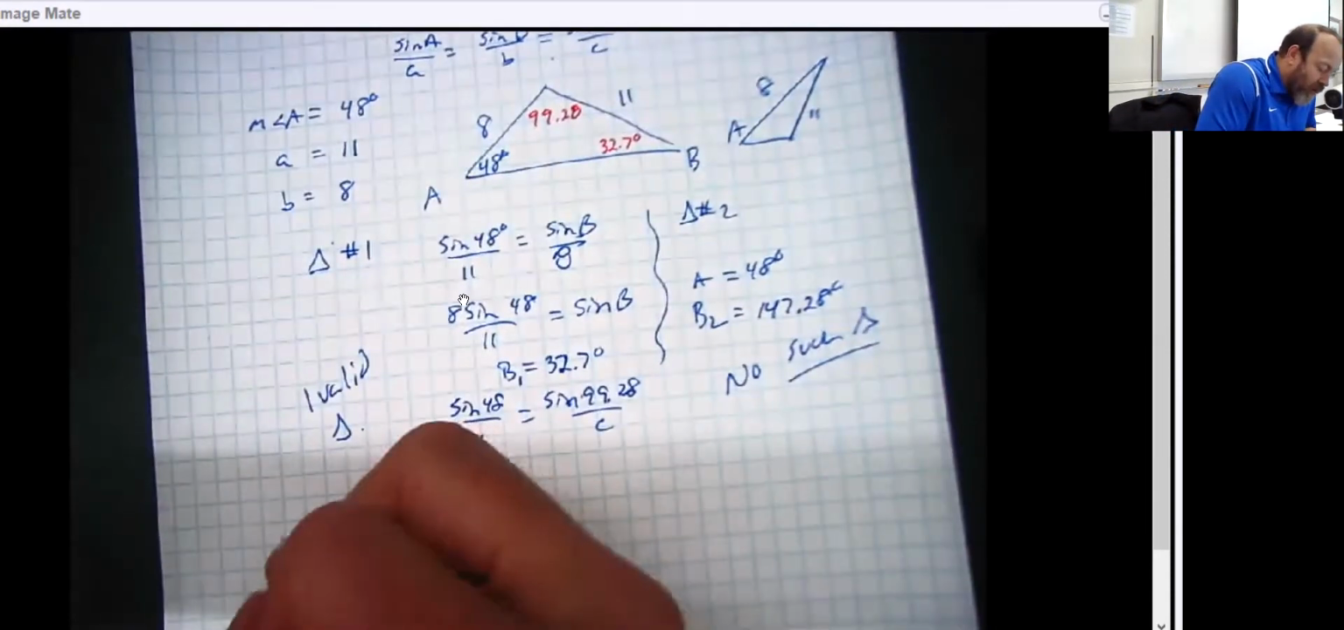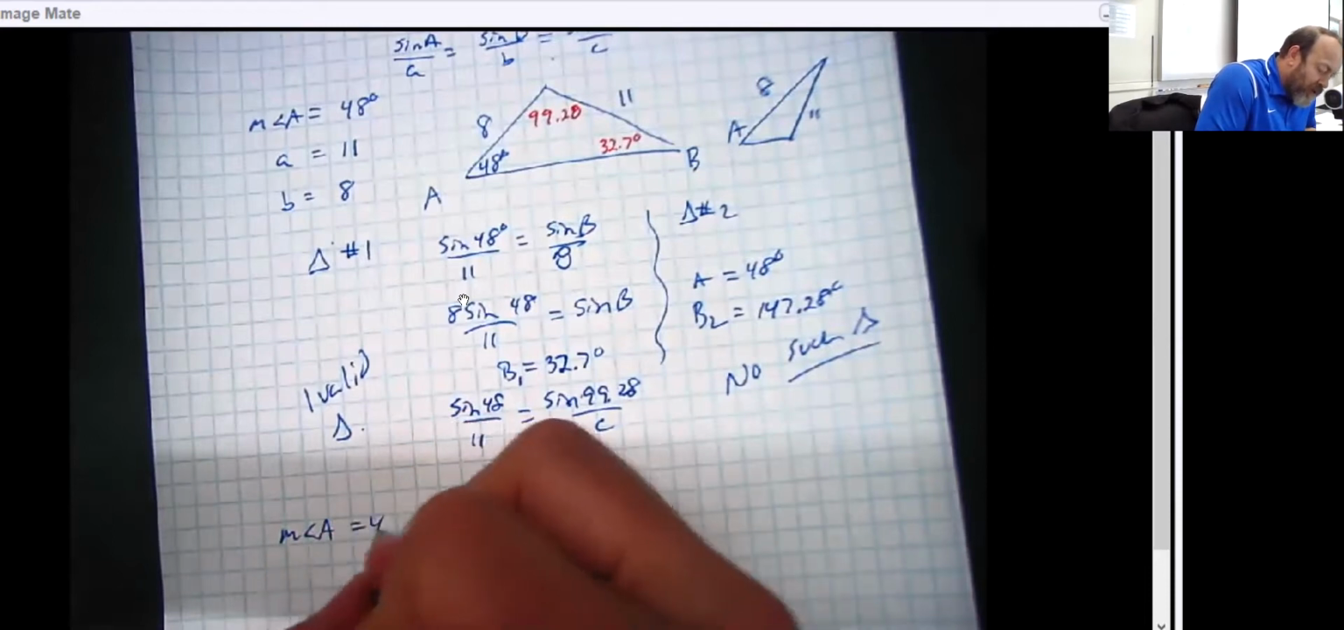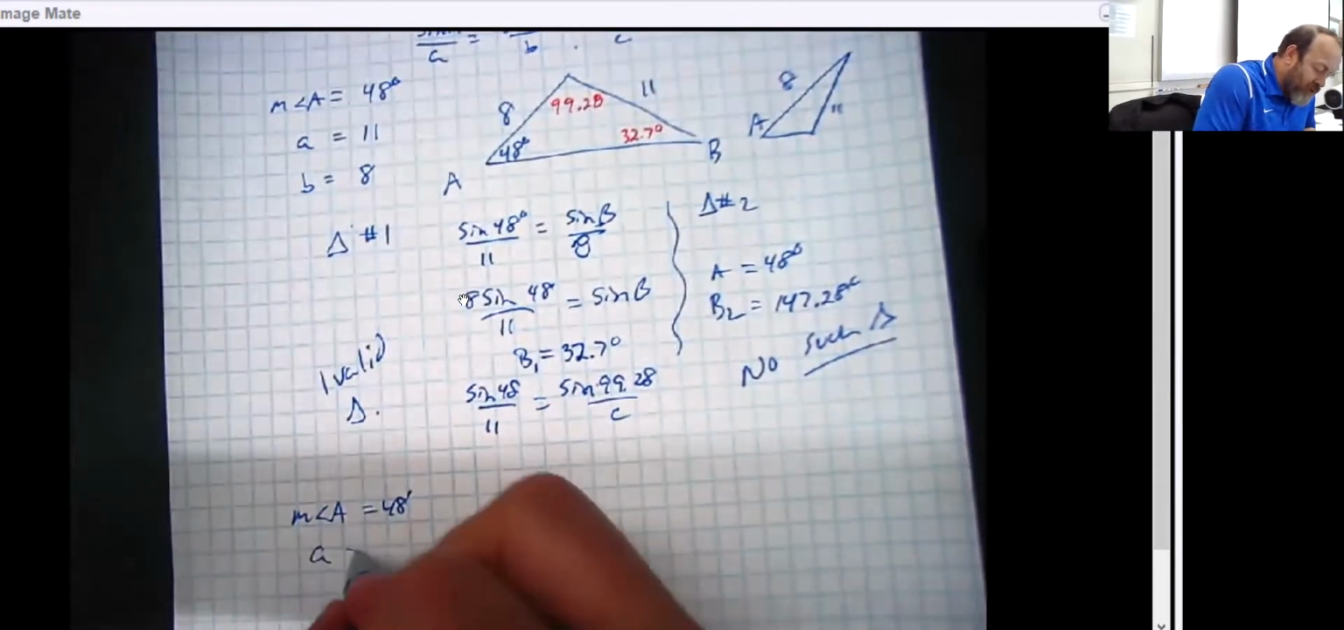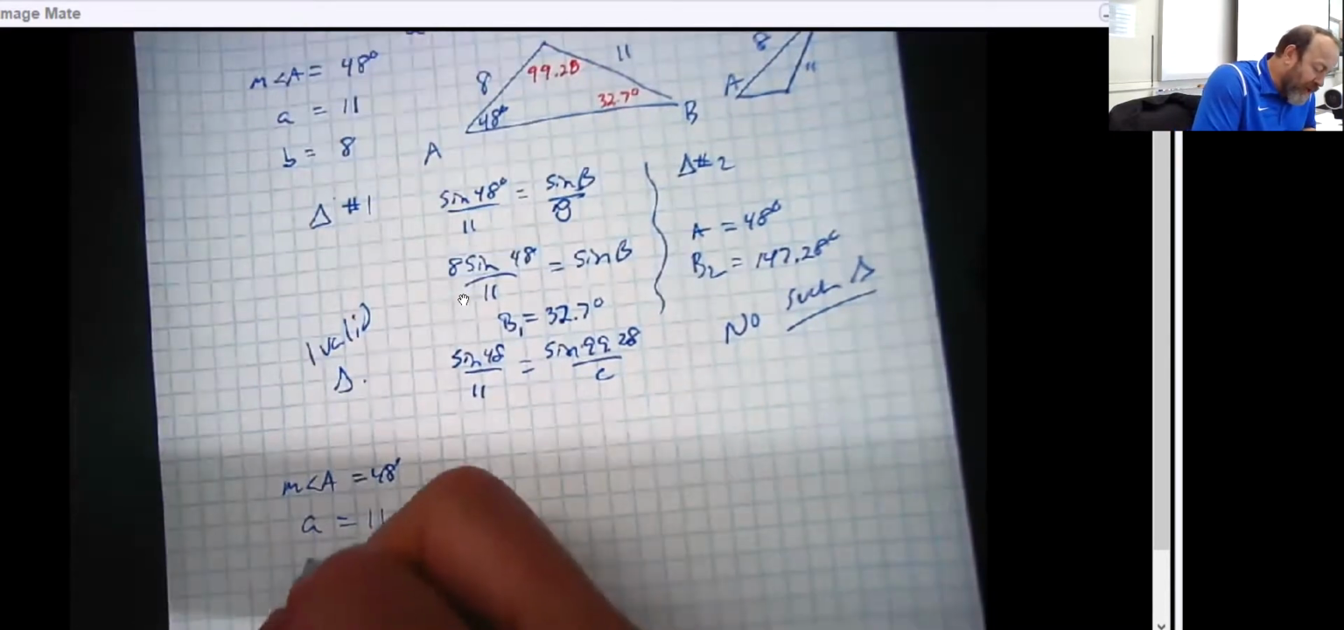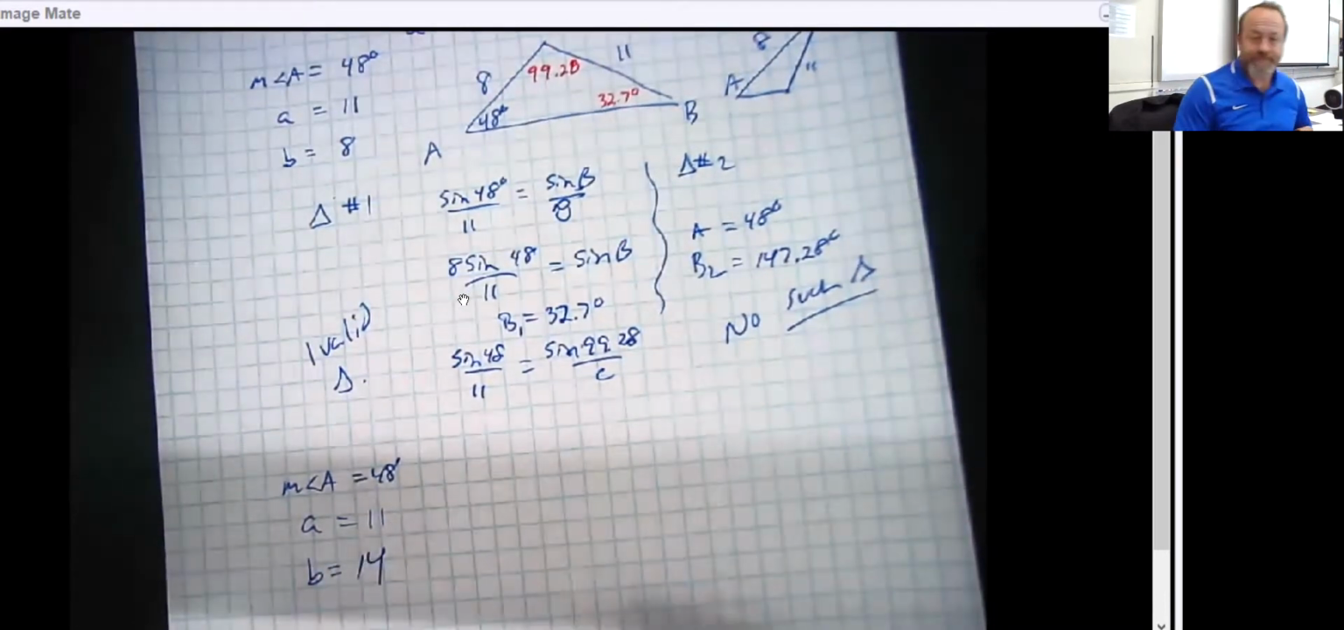But what if now we changed it just a little bit and we said A was 48, again, just like before, little a is 11. But what if we made side B 14?